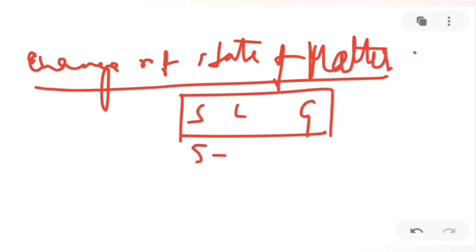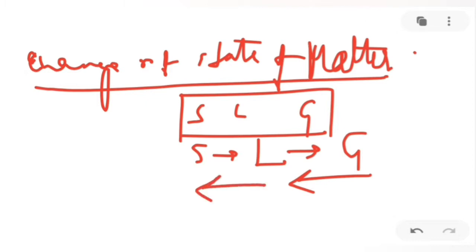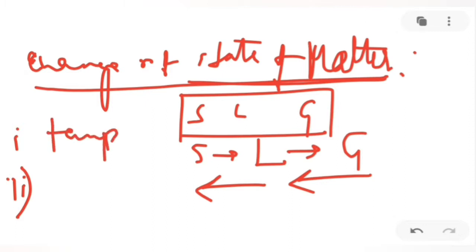That is how solid can be converted into liquid and liquid can be converted to gas, and vice versa, how gas can be converted to liquid and liquid can be converted to solid. So basically, when we are changing the state of matter, it can only be done by two processes. The state of matter can be changed only by two processes. First is by applying temperature and second is by pressure.